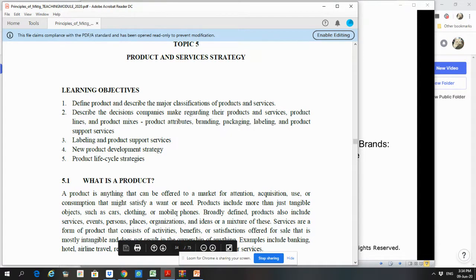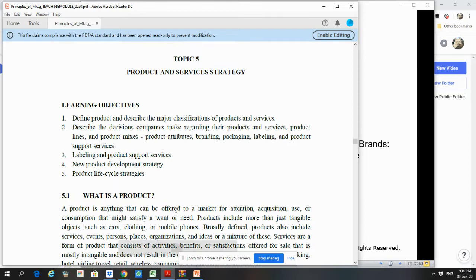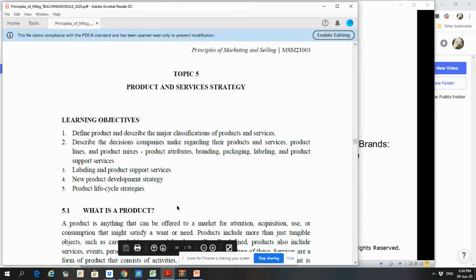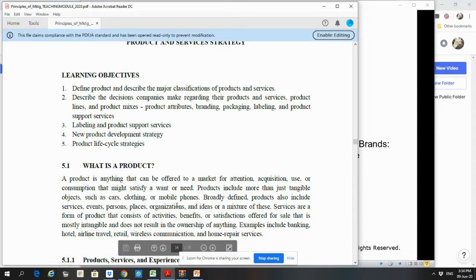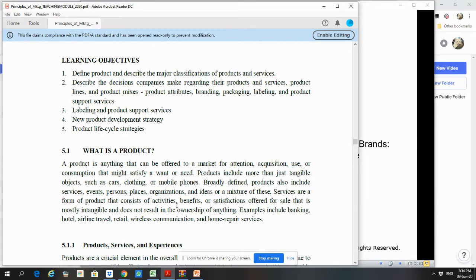Actually, if you have a module with you, then you can refer to topic 5 actually. Okay, topic 5. Then in this topic, we'll try to cover how many LOs here? So 5 LOs. First of all, we are going to look at what it means to define.